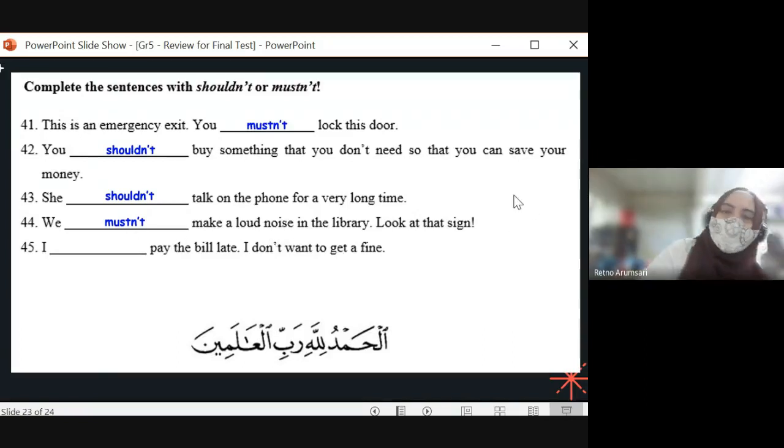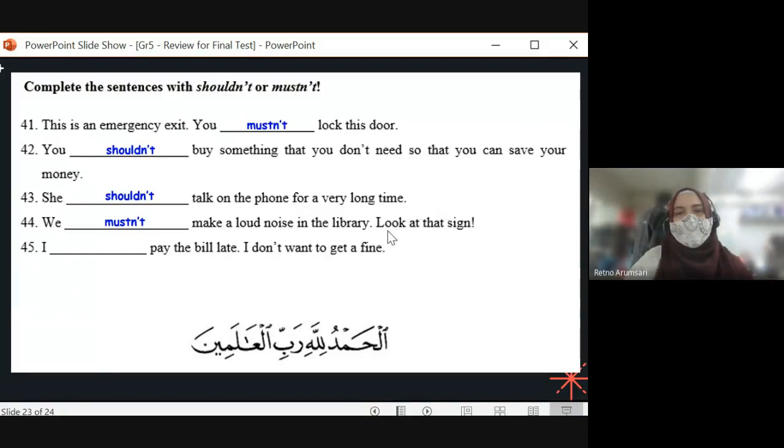Number 44. We mustn't make a loud noise in the library. Look at the sign. It's a rule that everybody knows, right? Okay. Look at that sign. Look at that sign means there is a notice that tells you not to do that. Right?